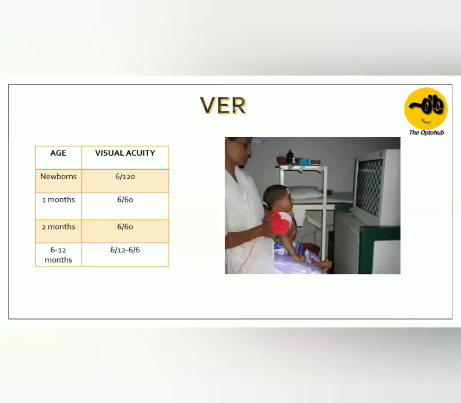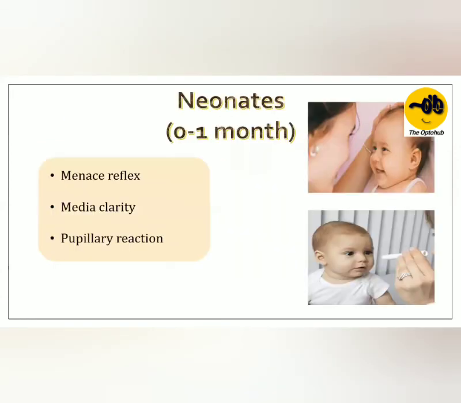Next is visually evoked response. So visually evoked potentials are basically electrical brain responses that are triggered by the presentation of visual stimulus. Okay, so the objective technique जो है available है to assess the functional state of the visual system beyond the retinal ganglion cells. So infants में it is very useful.